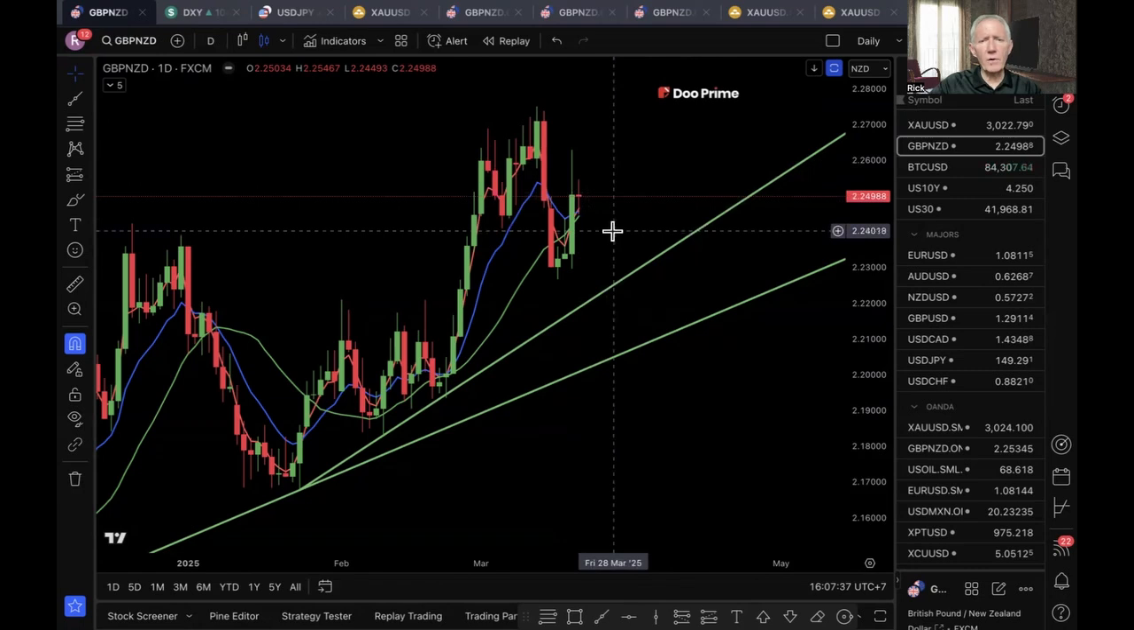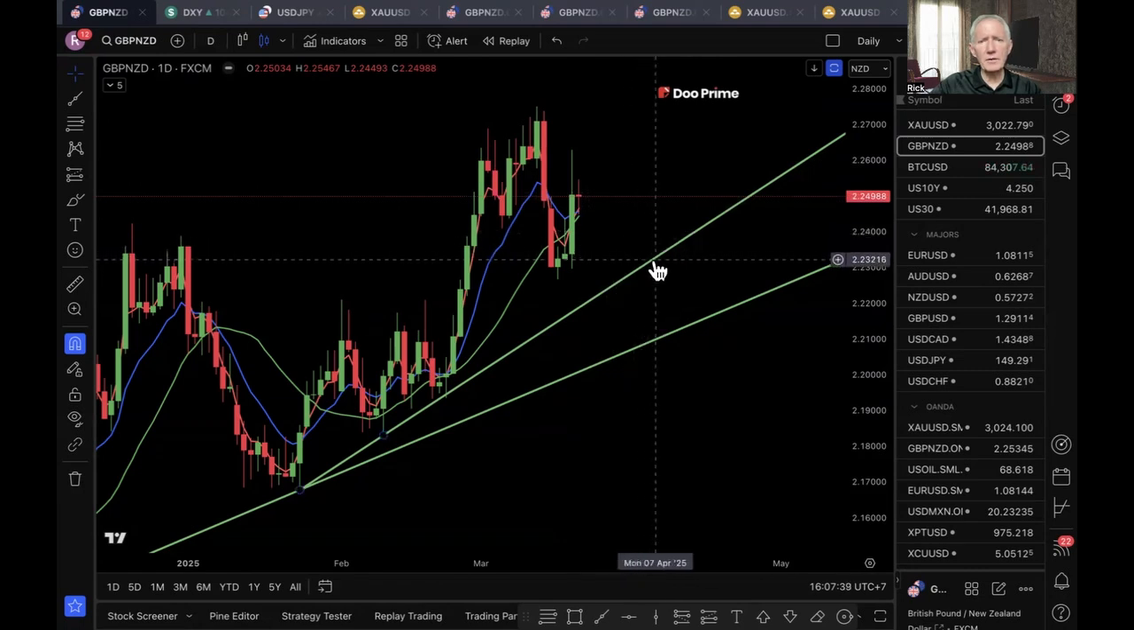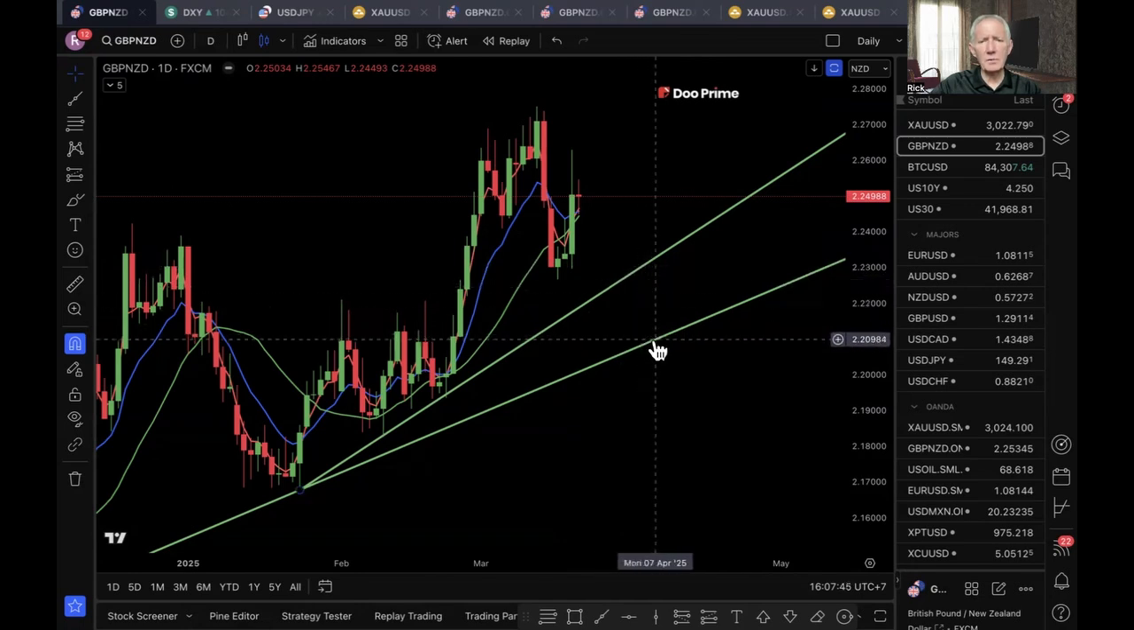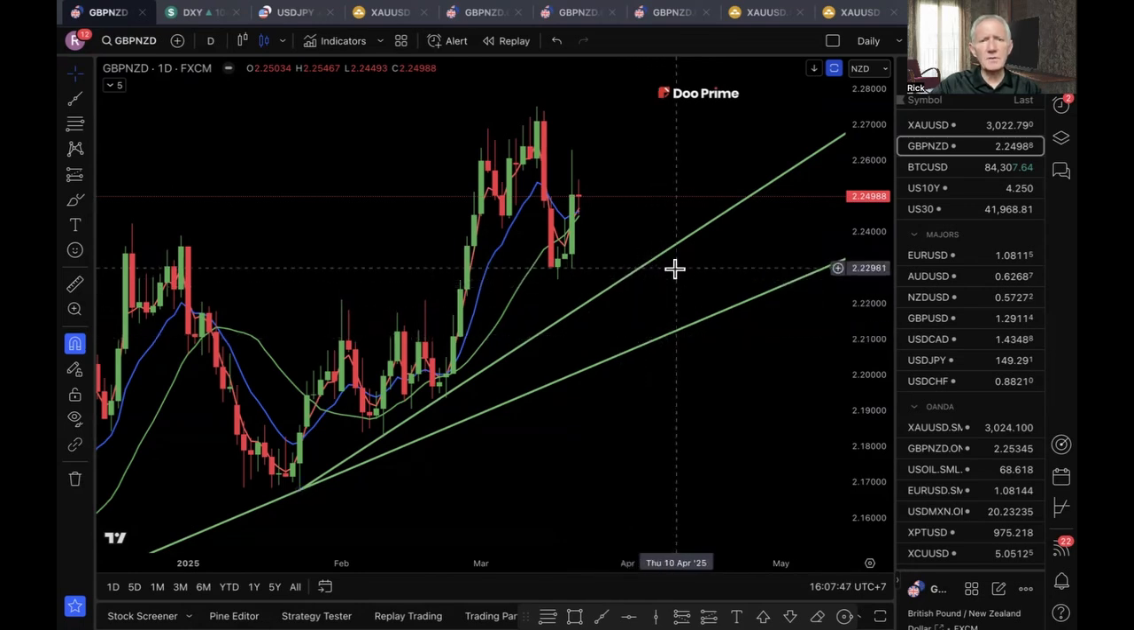What I'll be looking for is for this to break the trend line. If it breaks this trend line, that could be an indication that we might be due for some lower prices. So no trade just yet, no trade setup, no pending order on the pound New Zealand. I'll wait till the price tells me what it's going to do.